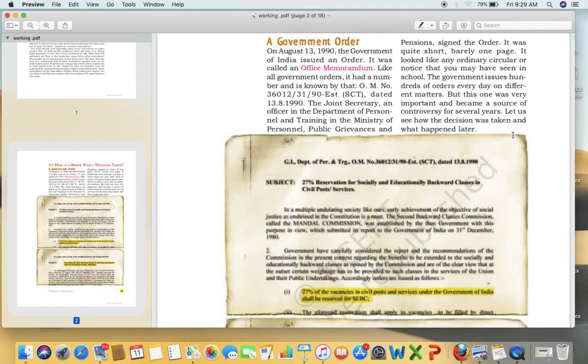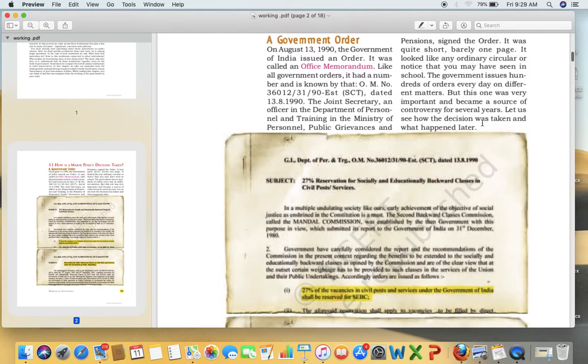At different places. But this was very important, and it became a source of much controversy for several years. So we are now going to see how the decision was taken. Before we move on to that, let's see the subject of this. What is the subject here? 27% reservation for socially and educationally backward classes in civil posts and services.